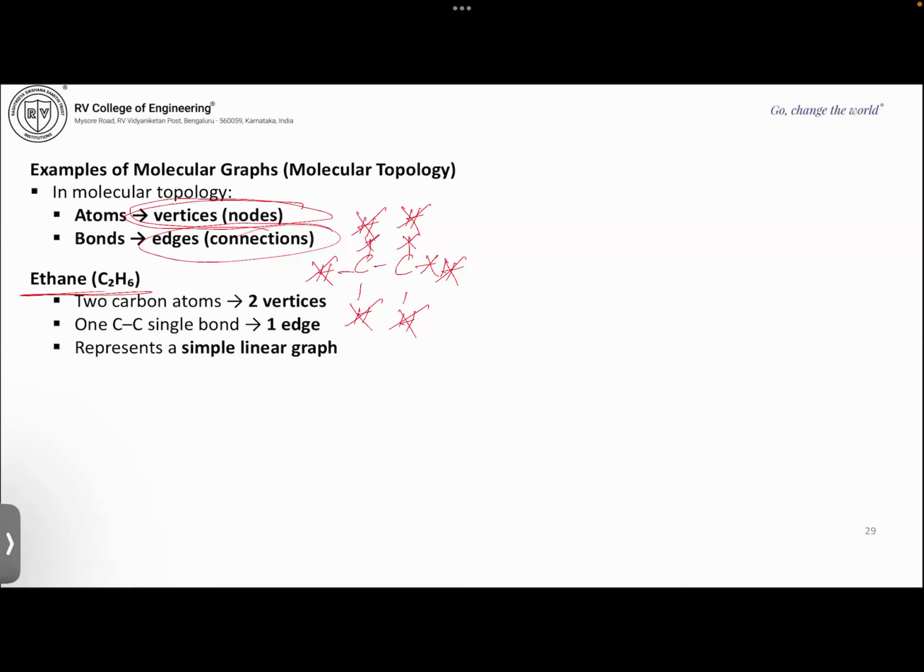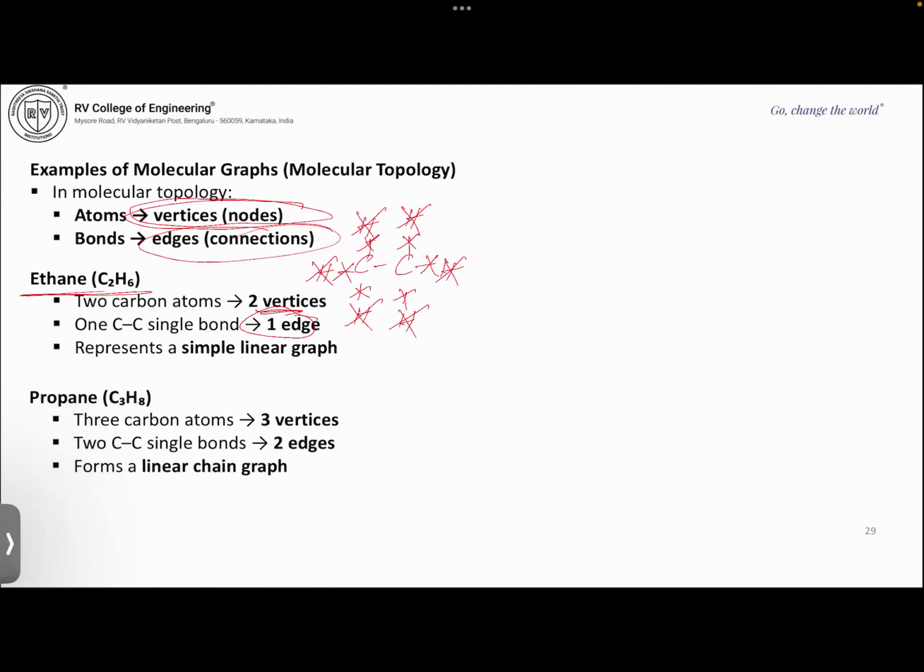So this is also not considered. CH edge is also not considered. Therefore, ethane consists of two carbon atoms, which means it has only two vertices, and there is only one CC bond, so one edge. Since we are ignoring all the CH bonds and hydrogen atoms, ethane has only two vertices and one edge.